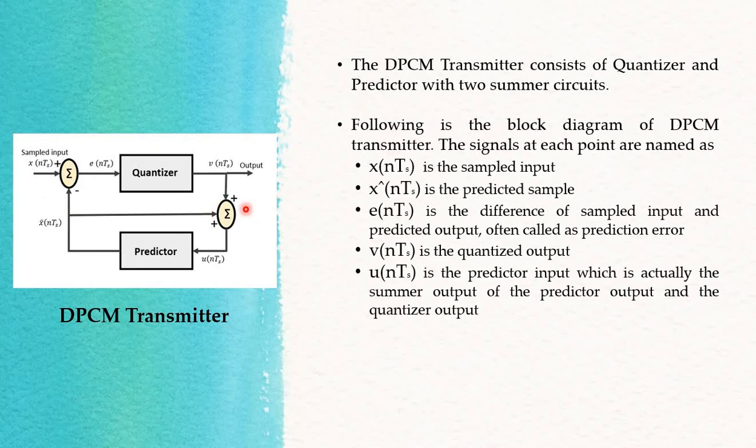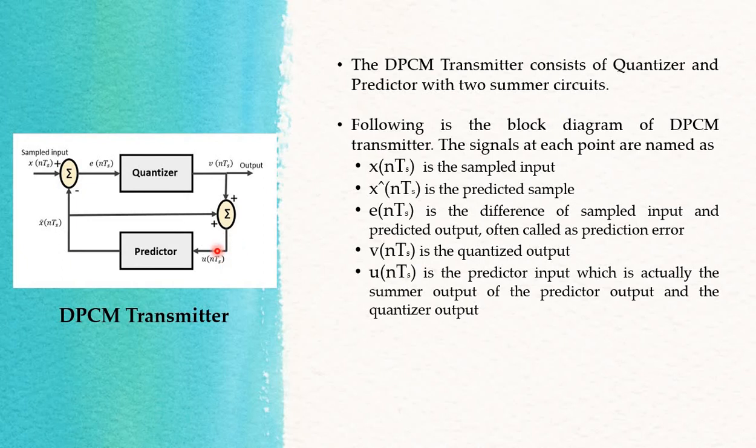Following is the block diagram of a DPCM transmitter, and the signals at each point are named as follows. x(nTs) is the sampled input, x-bar(nTs) is the predicted sampled output, e(nTs) is the difference of the sampled input and the predicted output, v(nTs) is your quantized output, and u(nTs) is the predictor input, which is actually the summer output of the predictor output and the quantizer output.